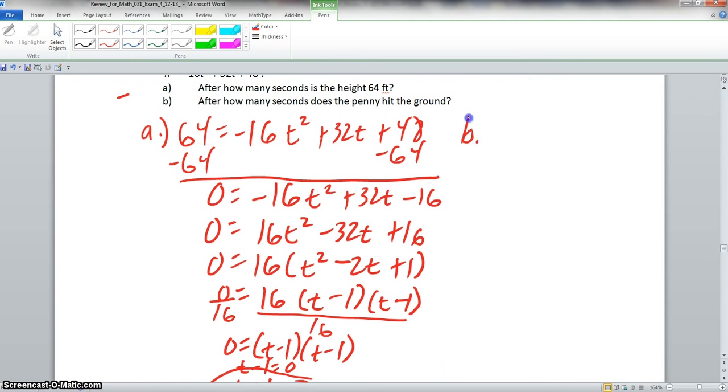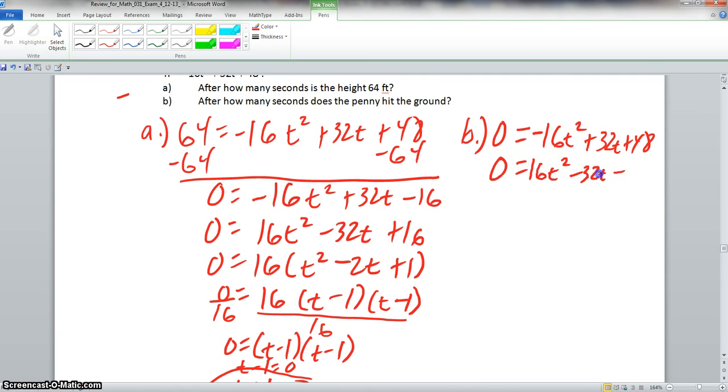Now B asks us, after how many seconds does the penny hit the ground? So we'll go to 0 because we know the ground is at 0 level. So we have 0 is equal to this equation here. Now we have to change the sign of everything because remember our lead coefficient cannot be negative. So we change the sign of everything. And now we factor out 16. We get t squared minus 2t minus 3.